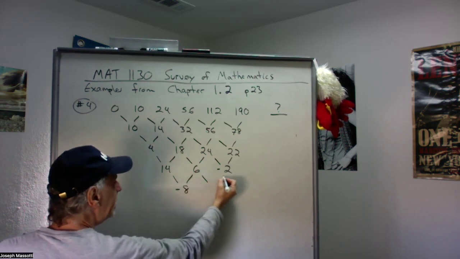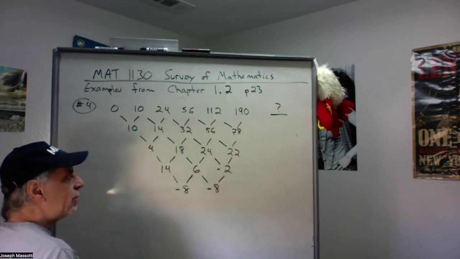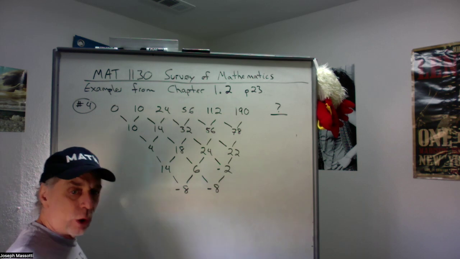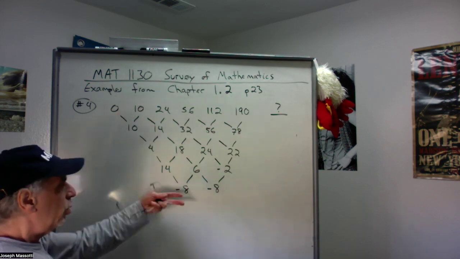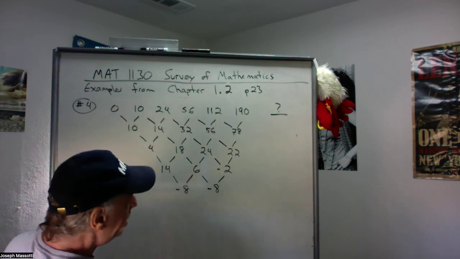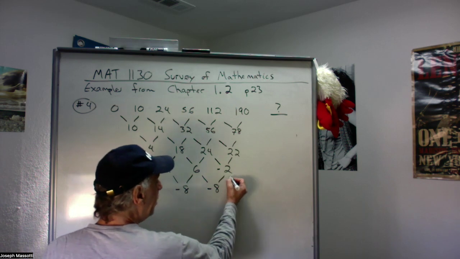And the difference between 6 and -2 is also -8. So finally, we have a row of the same numbers. All right, so realize it can go quite a few rows until you get that same number. And just like we did before, we're going to work our way back up.